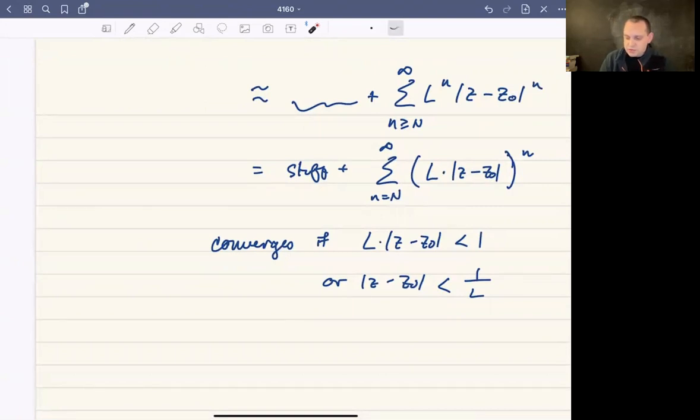In the next video, we'll do some examples, and then in the final video, we'll talk about uniform convergence of series and how that all works.